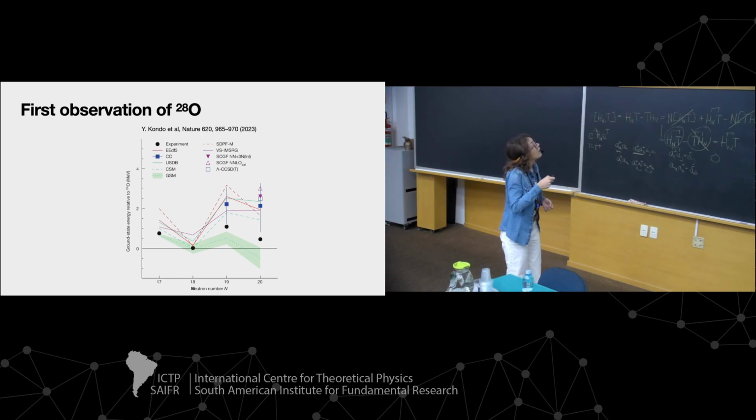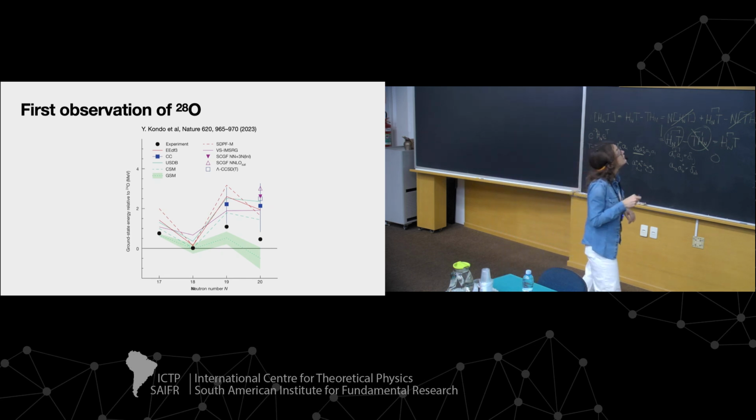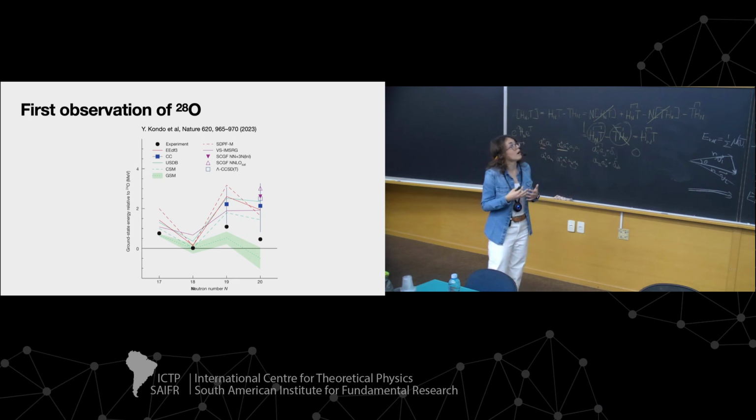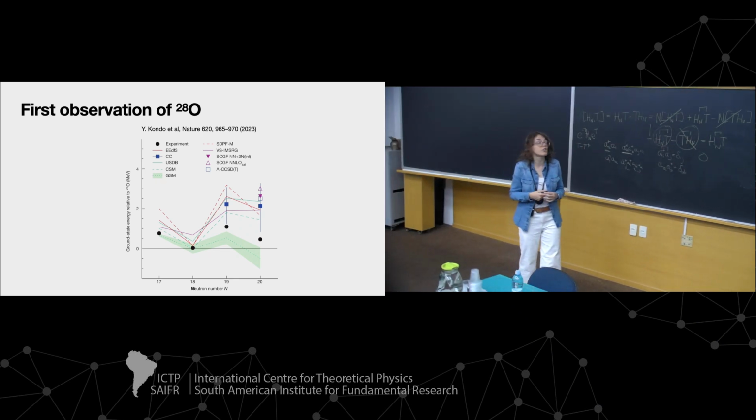We have here a bunch of different theoretical calculations, some ab initio, some of them, I think, shell model. You see that they predict a slightly higher ground state energy for oxygen-28, but they are almost all in agreement in predicting an unbound oxygen-28. So this is an important test of our understanding of nuclear structure in the oxygen chain.